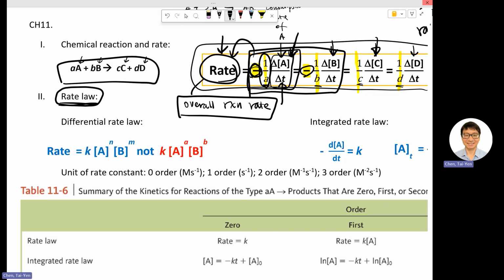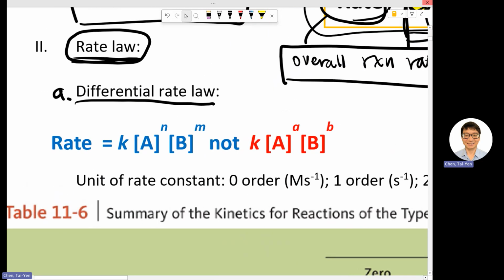In this specific chapter, there are two types of rate laws. One is the so-called differential rate law. The second one is the integrated rate law. So this is the first one, and that is the second one. For the differential rate law, you are going to always see something like this. It's going to have this form.